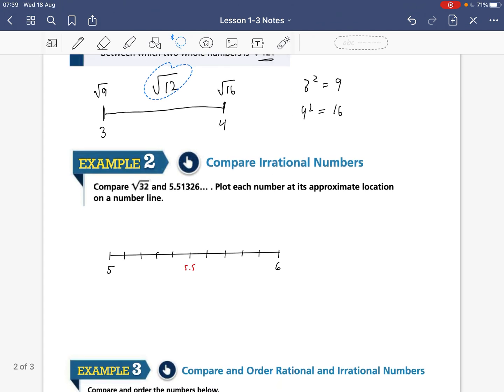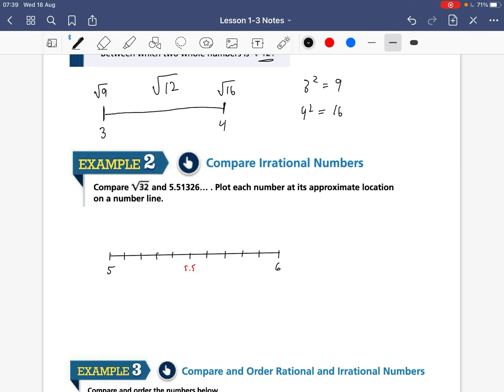Okay? We're going to go ahead and compare these numbers here. Compare the square root of 32 and 5.51326. Okay, so plot it on a number line. So I've drawn my number line going by tenths, or 0.1 I mean. Okay, so 5.5. So we first of all have that 5.51326 is somewhere right about there.